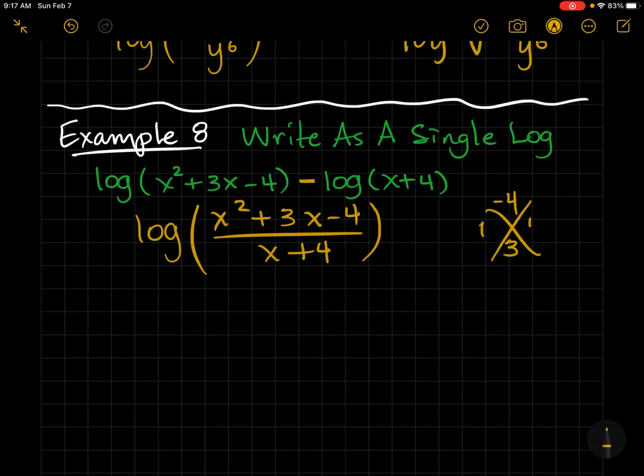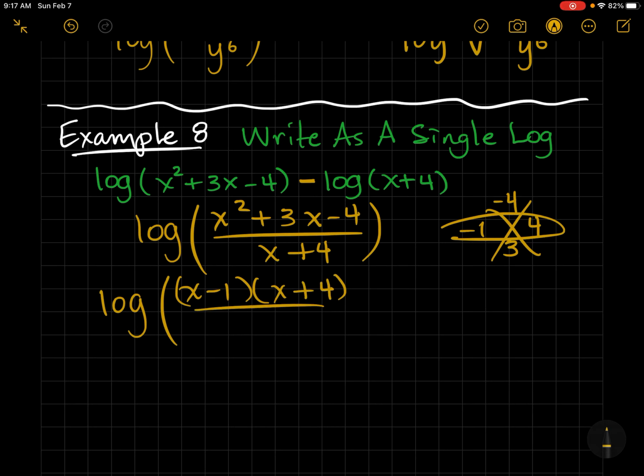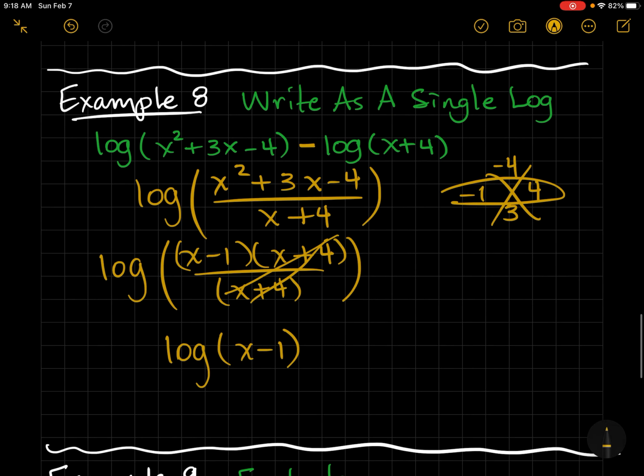So let's see, what do I need? 1 and 4, negative on the 1. So indeed it does factor. So in the numerator, I'm looking at x minus 1, x plus 4, putting those first semester skills in action. And now, ooh, that cancels out. So now we just have log base 10 of x minus 1. All right, that was fun.